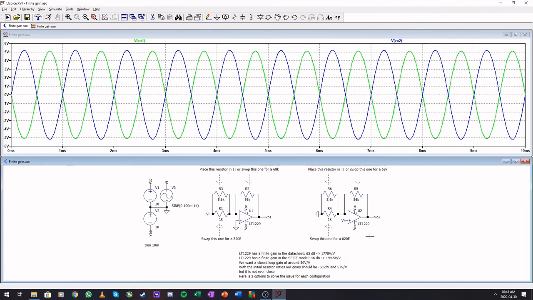Okay, and that is finite gain for op amps and how to deal with finite gain when the problem arises.